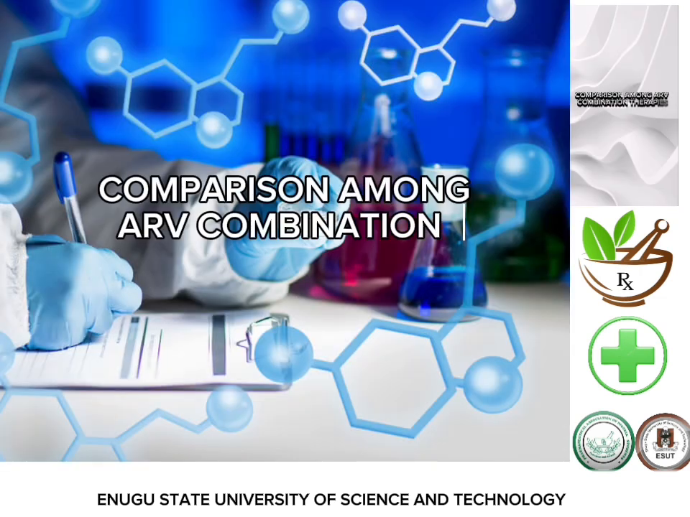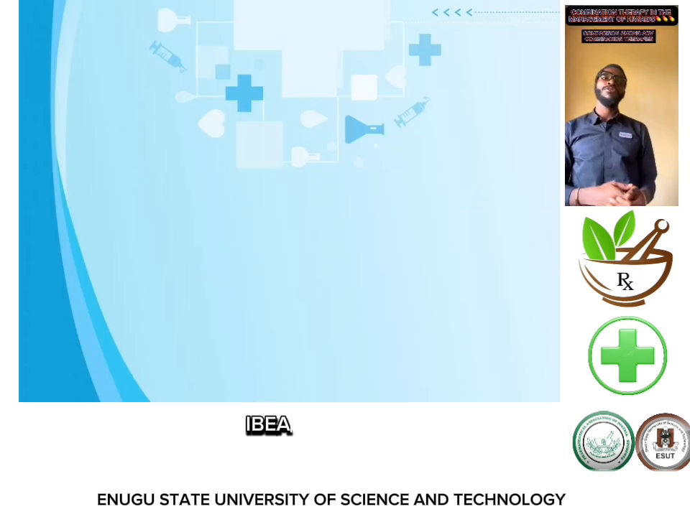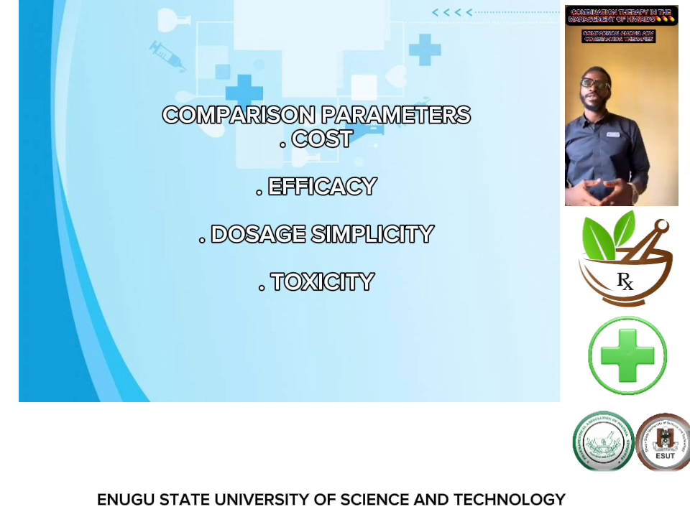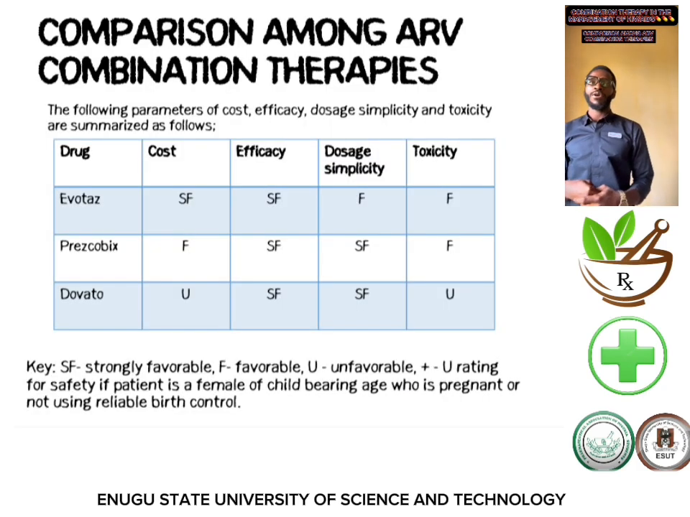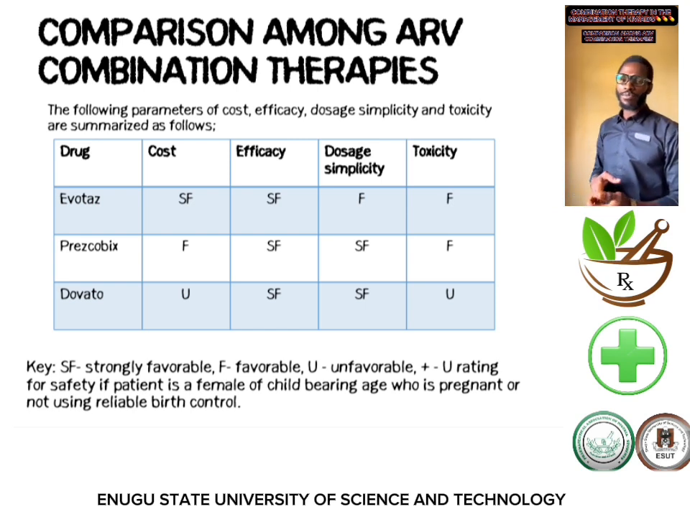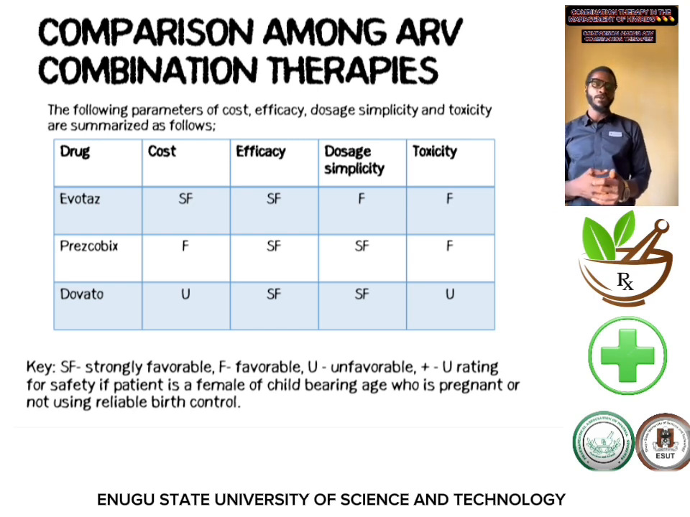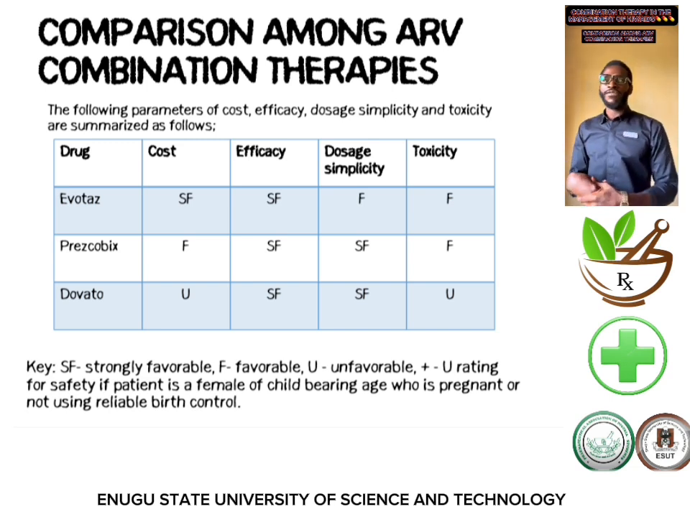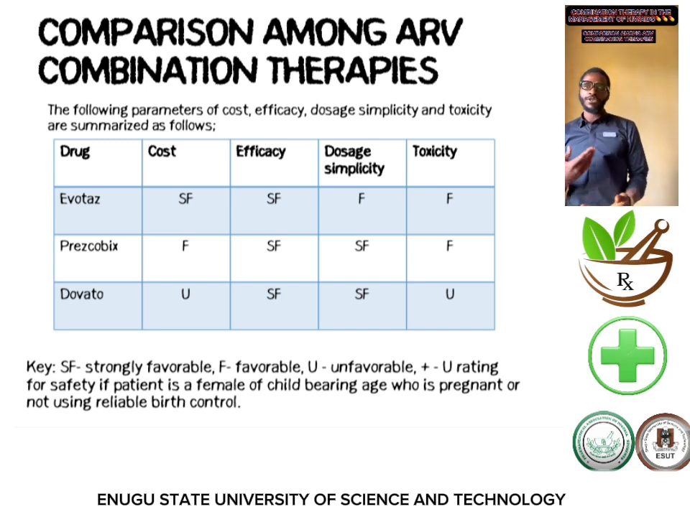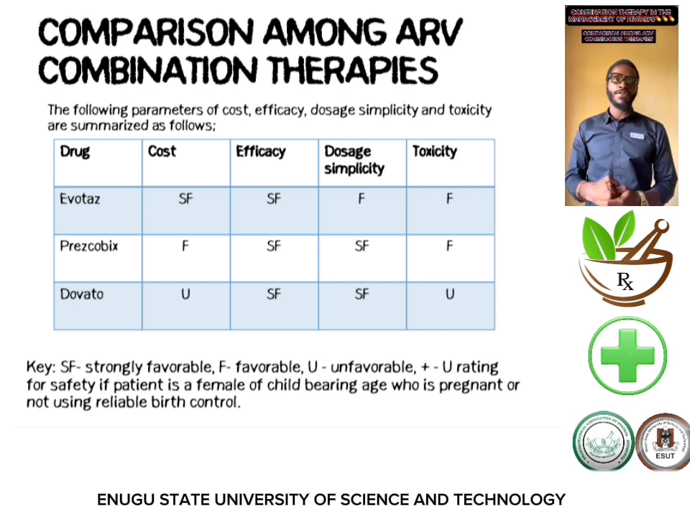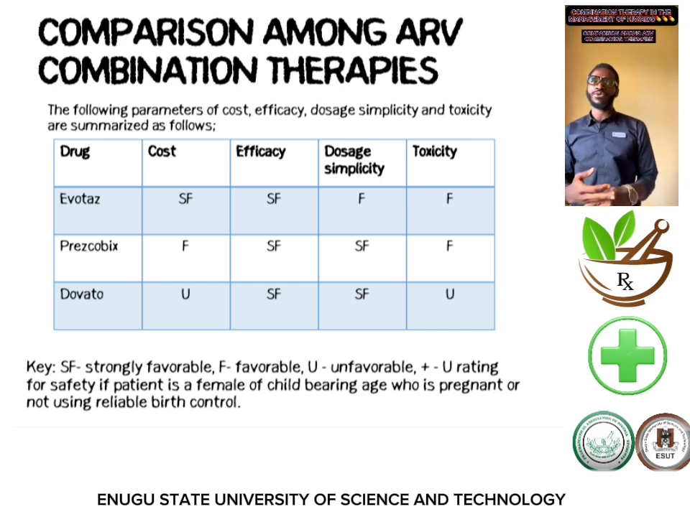Comparison among ARV combination therapies. We are comparing based on the following parameters: the cost, the efficacy, the dosage simplicity, and toxicity. So comparing Evotaz, Prezcobix, and Dovato. Cost: Evotaz is strongly favorable compared to Prezcobix, which is just favorable, and Dovato, which is unfavorable, that is on a high cost. Efficacy, they are all strongly favorable. Dosage simplicity, both Prezcobix and Dovato are strongly favorable compared to Evotaz, which is just favorable. Now talking about the toxicity, Evotaz and Prezcobix are both favorable compared to Dovato, which is unfavorable.